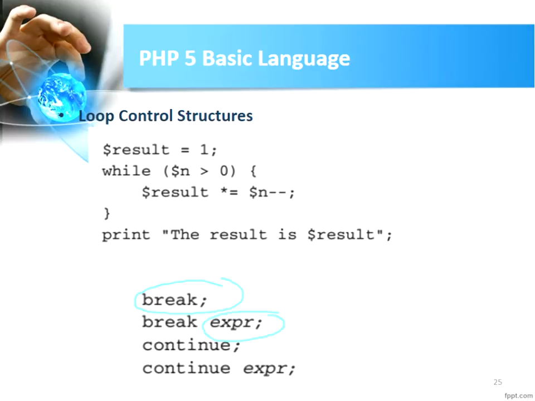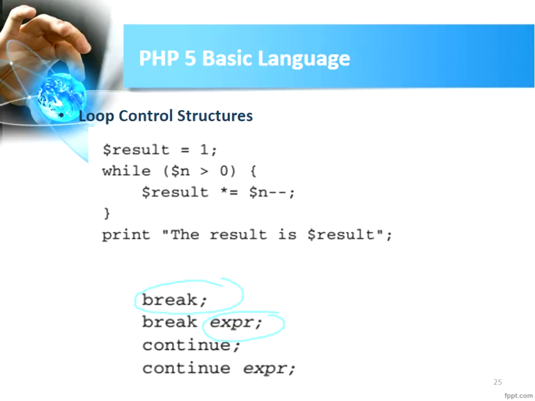So break gives the end of the current loop, and the break expression. So expression here is an optional numeric number and gives us information about how many nested enclosing structures are to be broken. So the default value of expression equal 1.